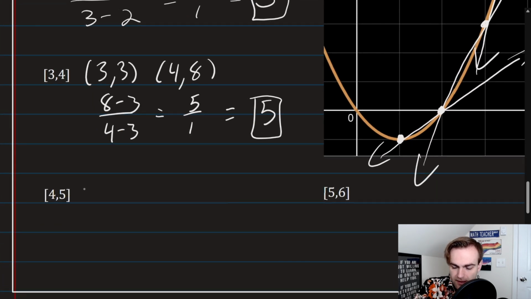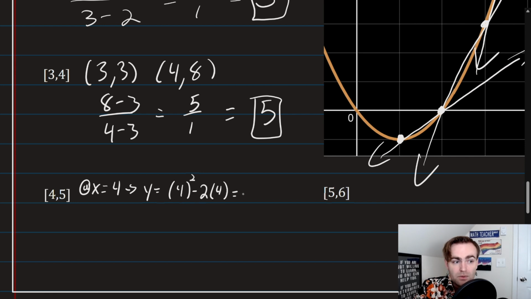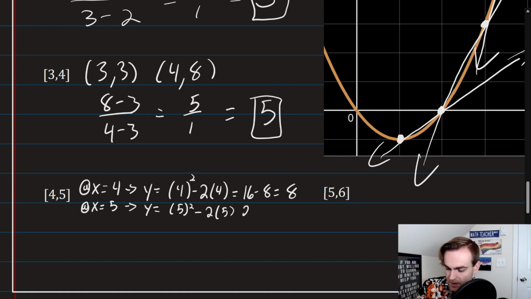So at x equals 4, y is equal to 4 squared, take away 2 times 4, which is equal to 16, take away 8, which is equal to 8, which is what we got last time. At x equals 5, we'd have y is equal to 5 squared, take away 2 times 5, that would be 25, take away 10, 15, and we'll use those points for our average rate of change. 15 take away 8 over 5 take away 4, that would be 7 over 1, which is 7.